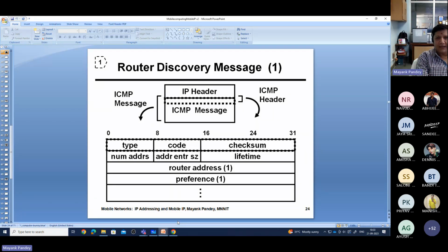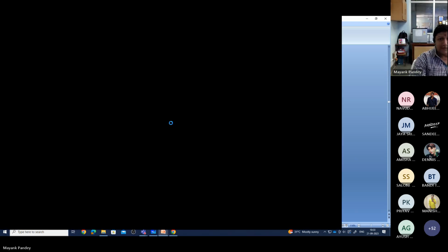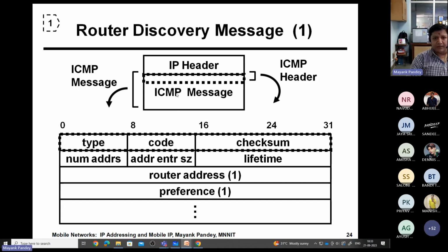This is the ICMP router discovery message. There can be many routers in any network. Who is acting as a gateway, or how many routers are there, how many gateways are there to throw the data out of the network? This particular process is getting handled by ICMP router discovery.